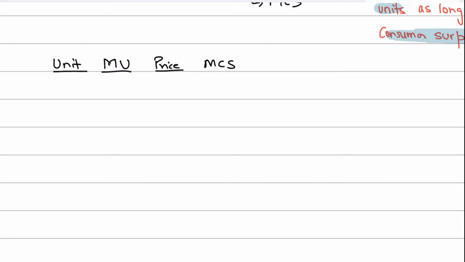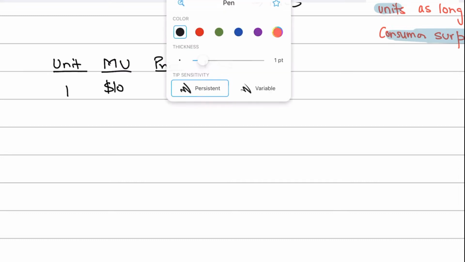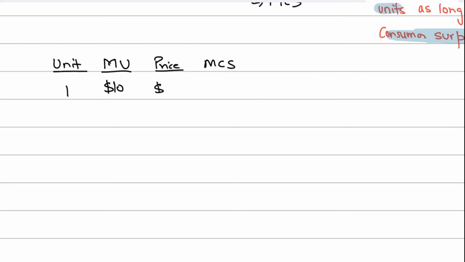So let's say for the first unit of unit A or whatever, I am willing to pay $10, and the price, let's say, is $6. So my marginal consumer surplus would be $4. And for the second unit, I'm only willing to pay $9 because I've already bought the first unit. So diminishing marginal utility applies here. And the price is 6. So my marginal consumer surplus should be 3, that is 9 minus 6.